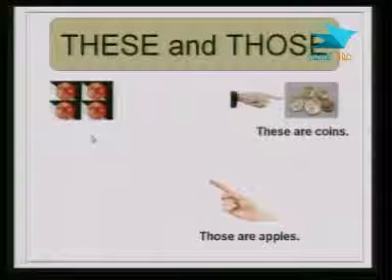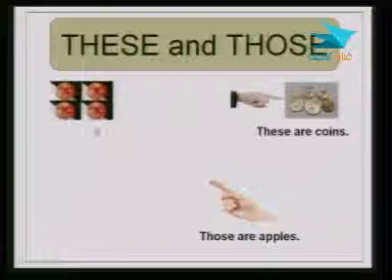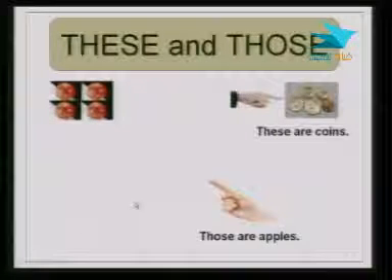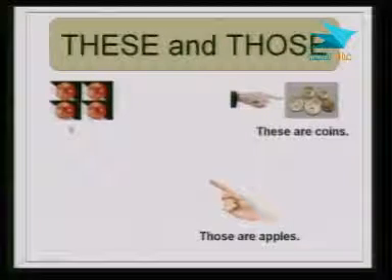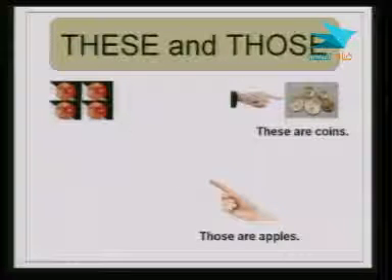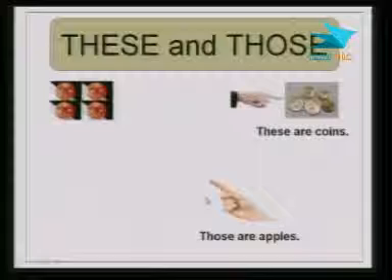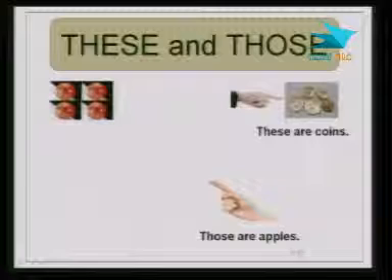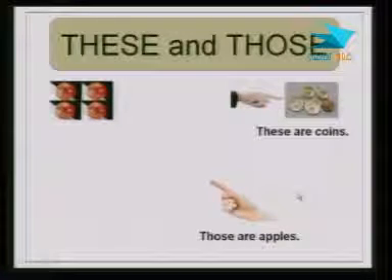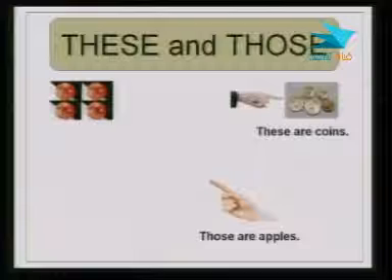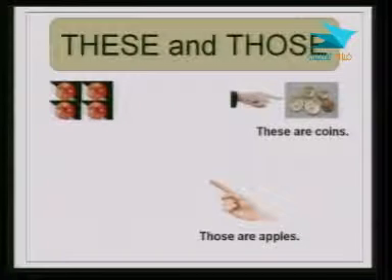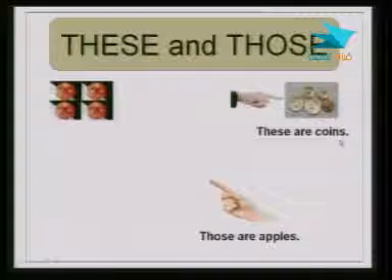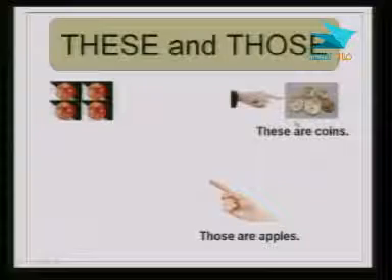Okay, in the previous slide, we only had 1 apple, and we said that's an apple. But in this slide, we have 4 apples, and they're not close. They're not near this person, so we say those. Those are apples. Now notice here, these are coins. Also, we have S here because it's plural.